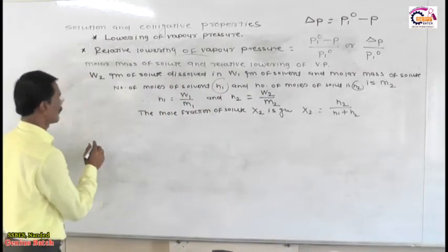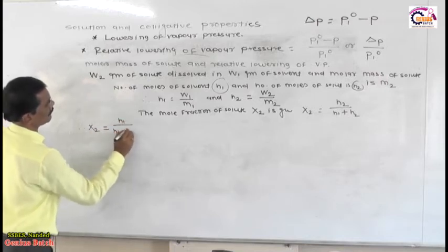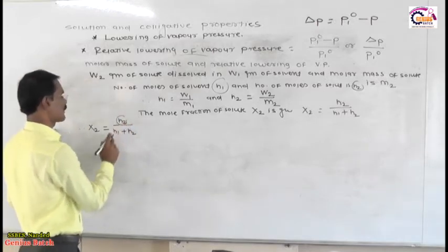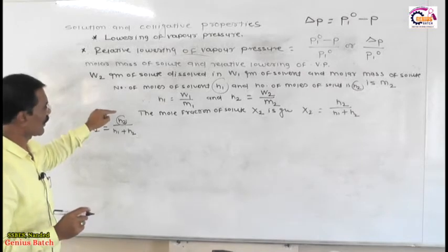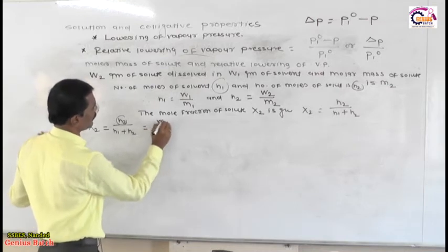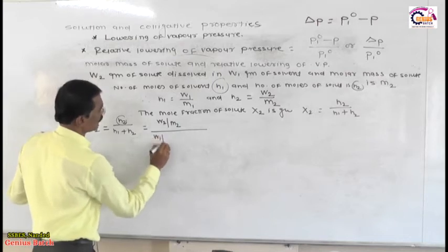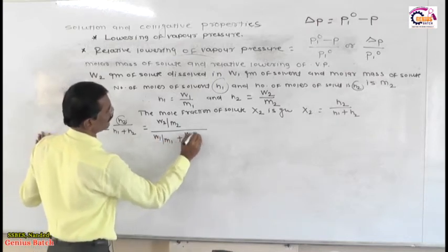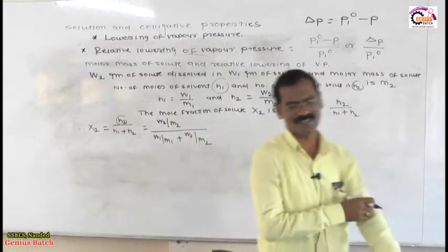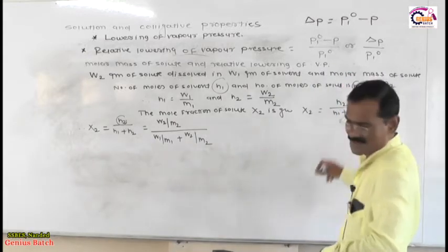By using that we calculate X2. So see toward the board, X2 is equal to N2 divided by N1 plus N2, because mole fraction means the number of moles of that component to the total number of moles of all the components. Therefore, N2 we calculate by using the formula W2 divided by M2, divided by W1 divided by M1 plus W2 divided by M2. This is the way we calculate the mole fraction of solute X2.